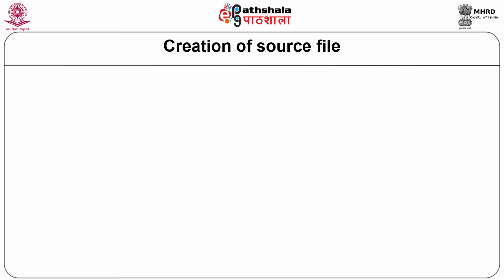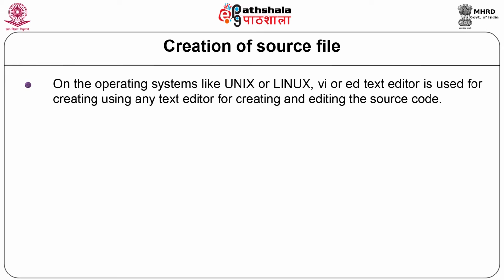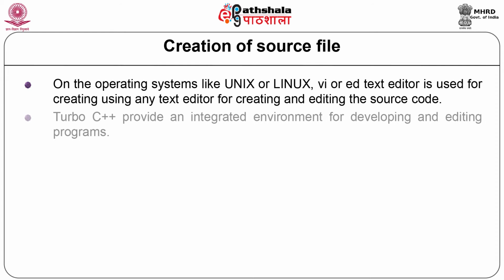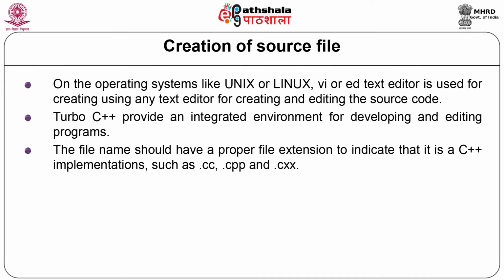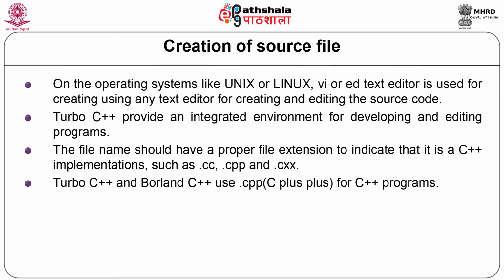Now let us see how we can enter the C++ program in different operating systems. On operating systems like Unix and Linux, the vi or ed text editor is used for creating and editing the source code. Turbo C++ provides an integrated environment for developing and editing programs. The file name should have a proper file extension to indicate that it is a C++ program, such as .cc, .cpp and .cxx. Turbo C++ and Borland C++ use .cpp for C++ programs.